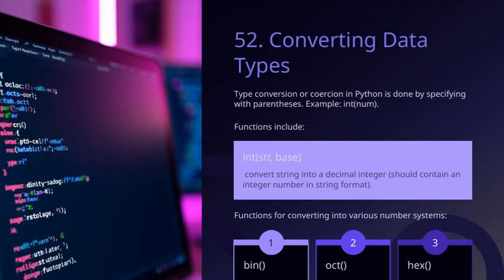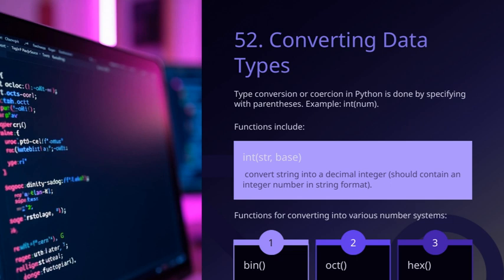Let's talk about converting numbers into different systems. First, we have converting a number into hexadecimal, which is often used in computing for representing memory addresses. In Python, you can do this with the hex function. For example, if you want to convert the number 3 into hexadecimal, you simply call hex(3), and it will give you the hexadecimal string.